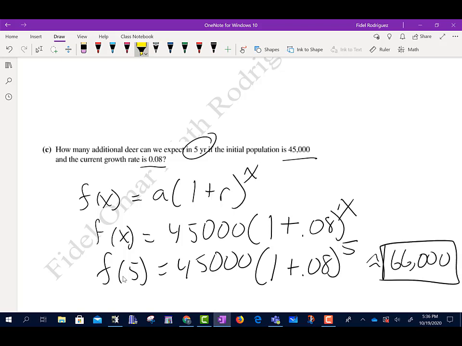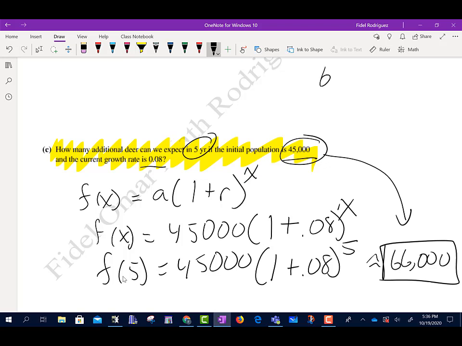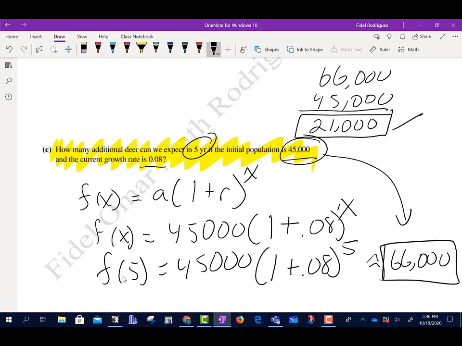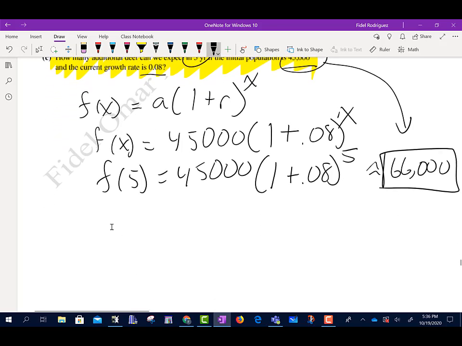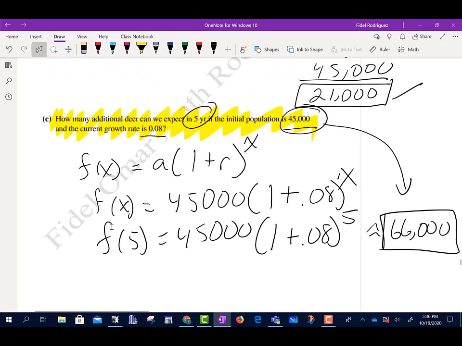Now I want you to read the question though. How many additional deer can we expect in 5 years if the population is 45,000? So what does that mean? That means that right now we have 45,000. 5 years later, we're going to have 66,000. How many additional deer did we expect and did we gain in those 5 years? Well, we're going to take 66,000 minus 45,000, and that's going to give me 21,000, right? So that's really my answer that I'm looking at there. And that right there was 4.2.